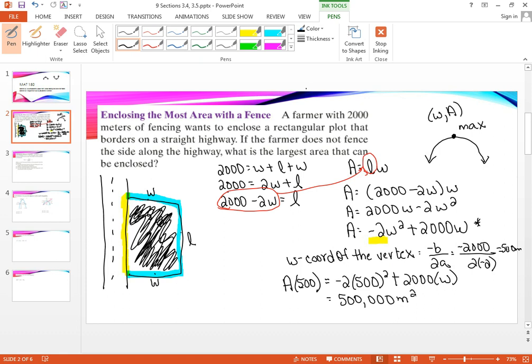Okay, so see how this is exactly what we did in the last section? It's just presented to you differently. You have to come up with the function, but then you're doing the same idea. You're just finding the Y coordinate of the vertex. Okay. All right, look at another.